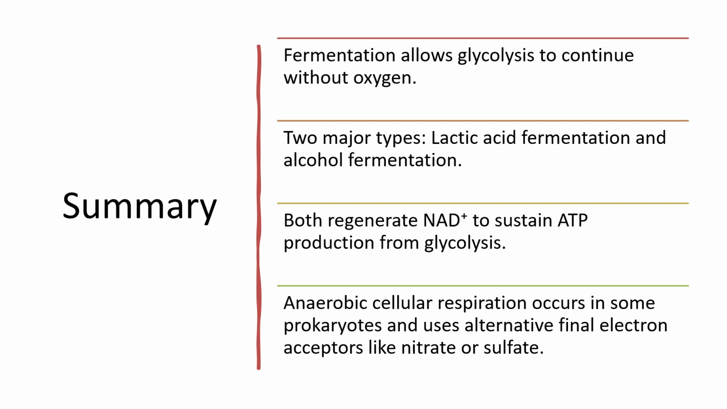Fermentation allows cells to regenerate NAD+, so glycolysis can continue without oxygen. There are two main types: lactic acid fermentation in animal cells and alcohol fermentation in yeast and bacteria. Both regenerate NAD+ to sustain ATP production from glycolysis. We also discussed anaerobic respiration, a more efficient process used by some prokaryotes. These strategies help cells survive and function in low oxygen or oxygen-free environments.